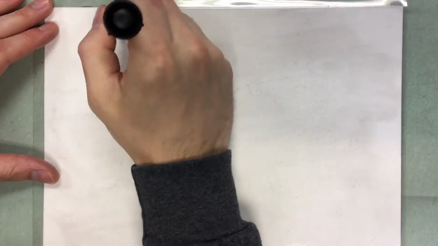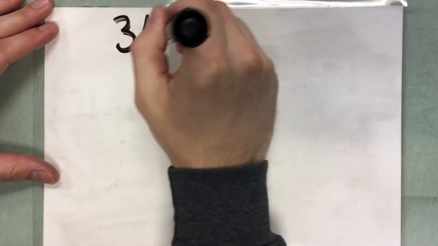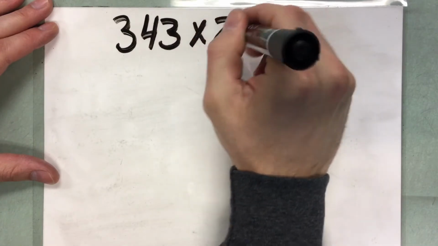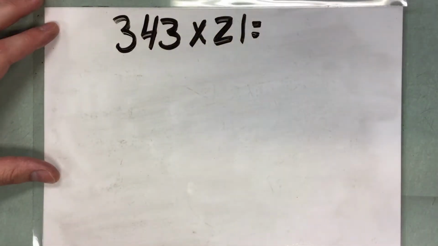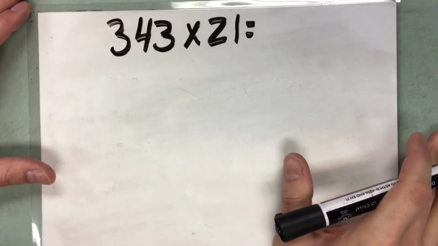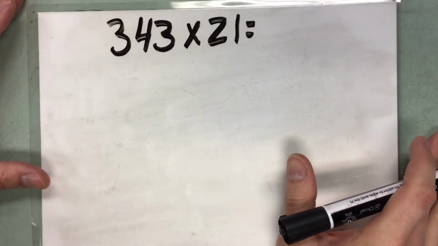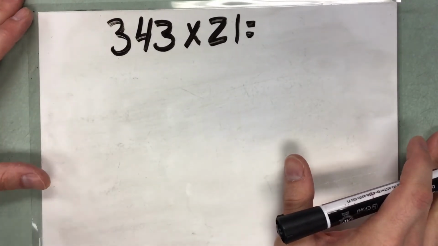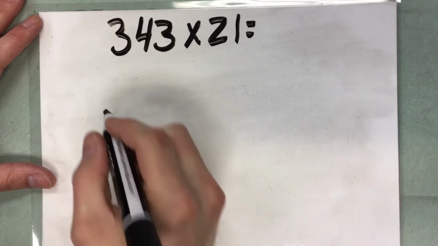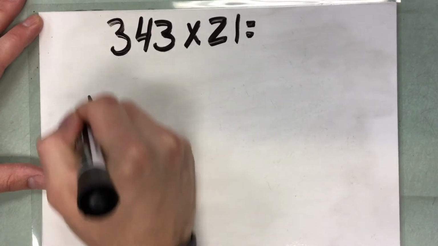For this problem, let's work out a 3-digit by 2-digit multiplication problem. So we're going to use the area model and the standard algorithm and show how those partial products connect to one another. So go ahead and let's set up our area model.